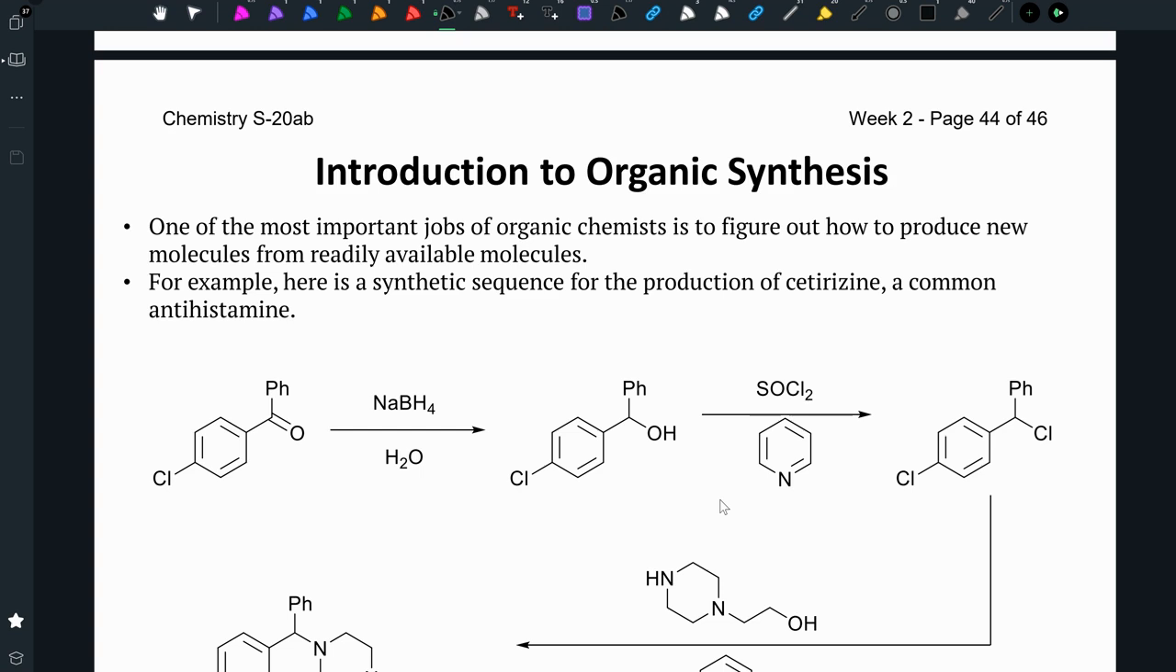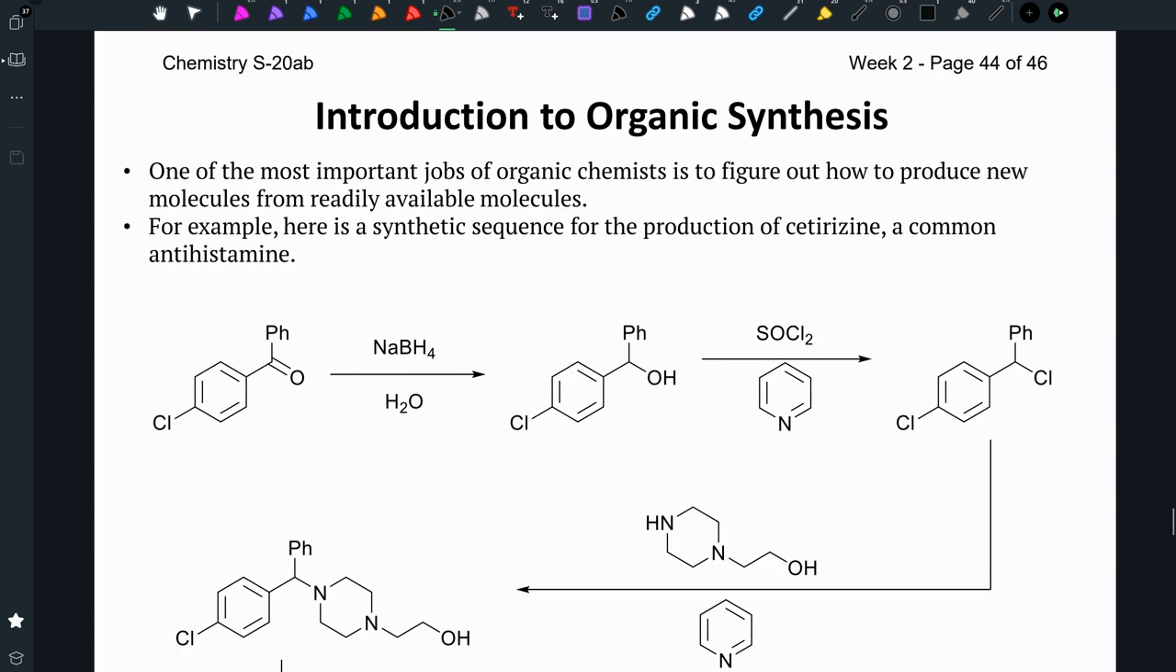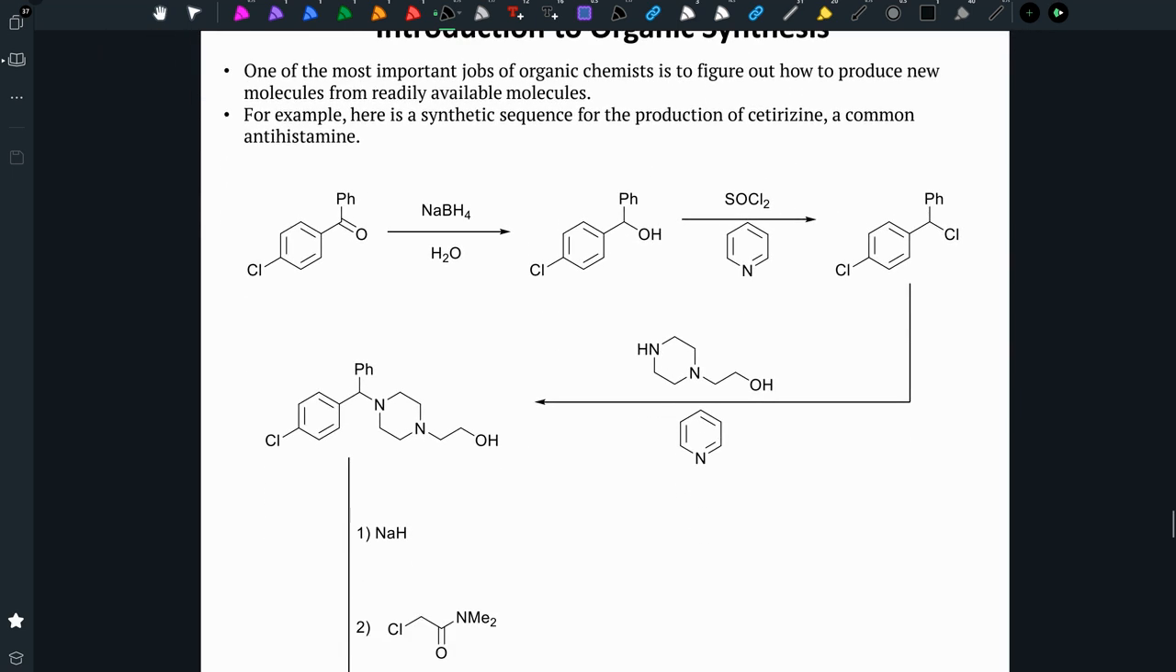And the idea is you might have a target molecule that you want to produce, but you need to find a way to produce that molecule from chemicals that are available to you. So you've got to be able to go to a chemical supply company, order certain chemicals, and then put them together in a way to make your new chemical that wasn't previously available. That sequence ends up breaking down as diagrammed on this page.